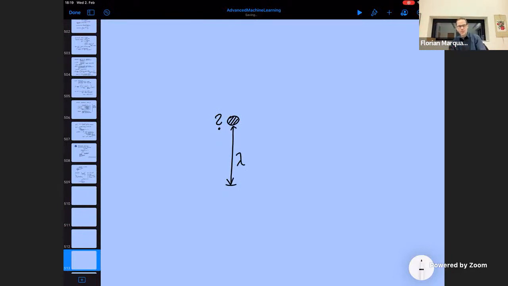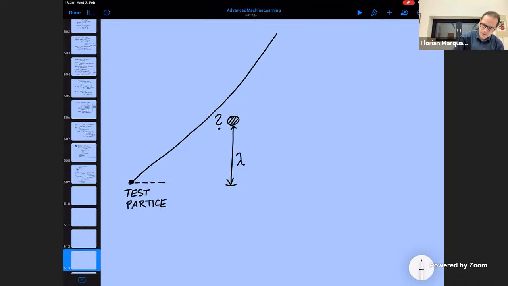So I don't know the location, but what I can do is have a test particle be injected into the setup, and it starts here, and it will be deflected by this unknown particle that I want to figure out where it is located. So this is the test particle, and I can send it off in a direction that I will call phi, that's the angle. But of course, in our language, that would be x, that would be the measurement setting.